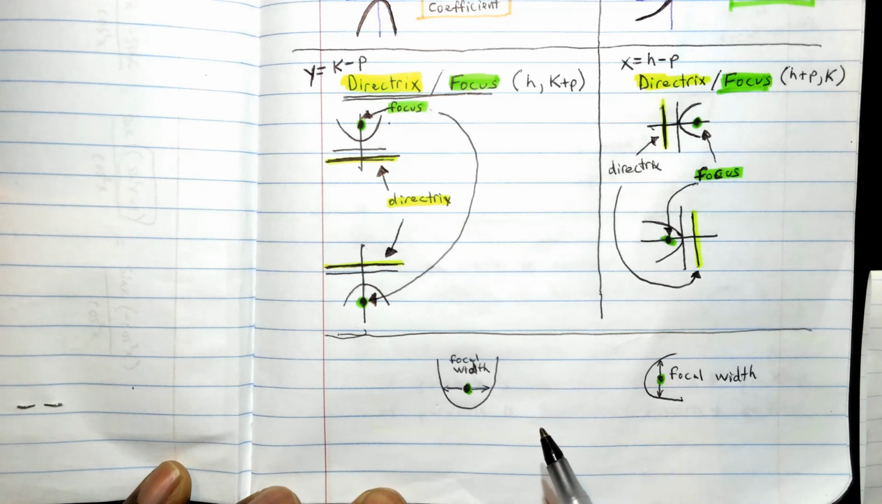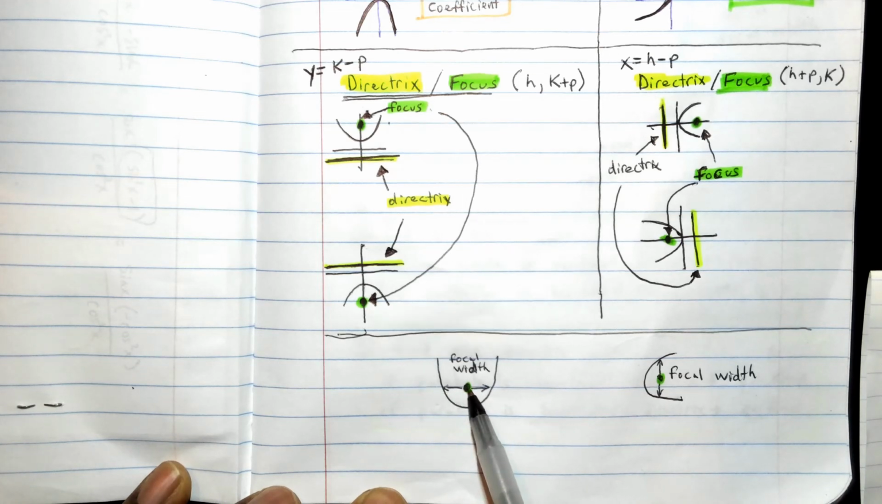Also, once in a while this comes up, but when we talk about the focal width, we're talking about how wide is our parabola if we draw a line straight through the focus. So how far is it across when we go through the parabola? That's all the focal width is.